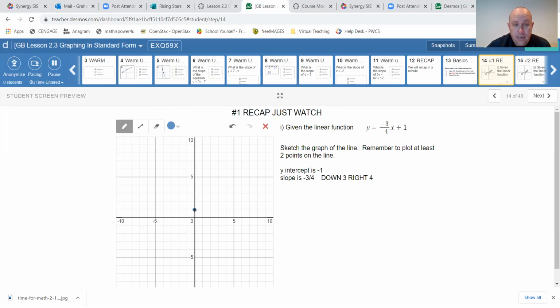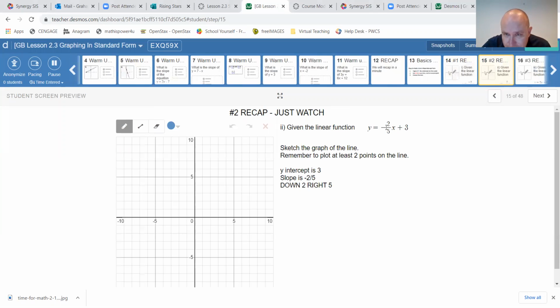We do rise over run. Now, a rise of -3, though, means you go down 3. And then the bottom number, the 4, tells you that you run, and the run is always to the right. And you can do it more than once if you need to. Down 3, across 4, and it would make a nice straight line, which you can join up if you want to.